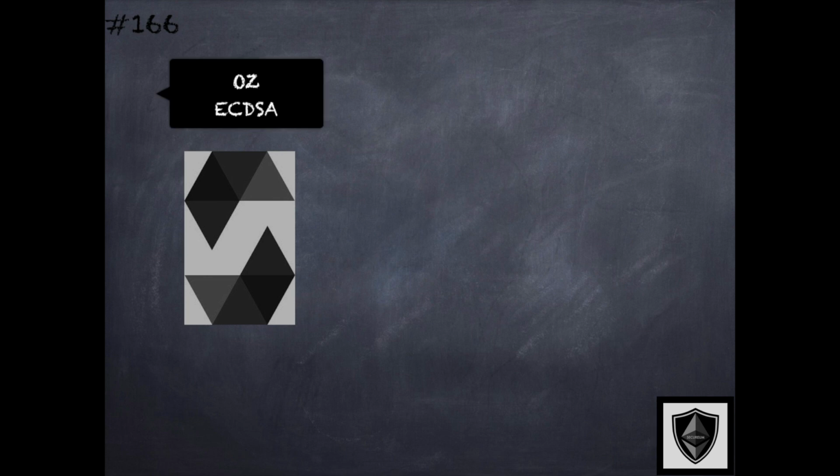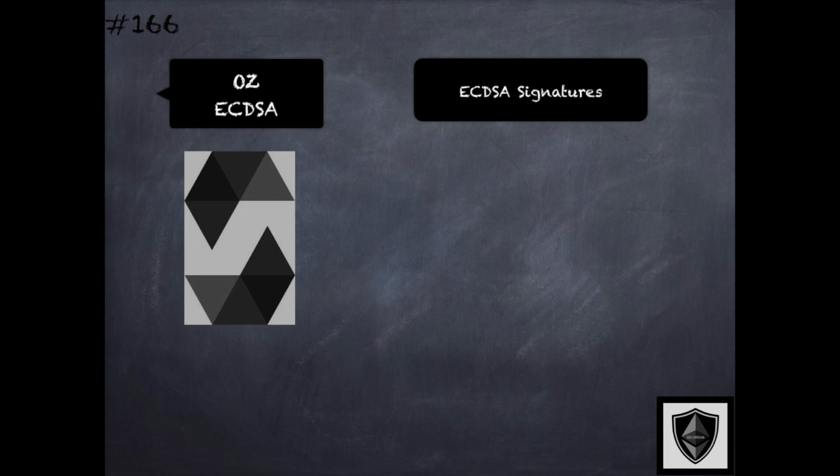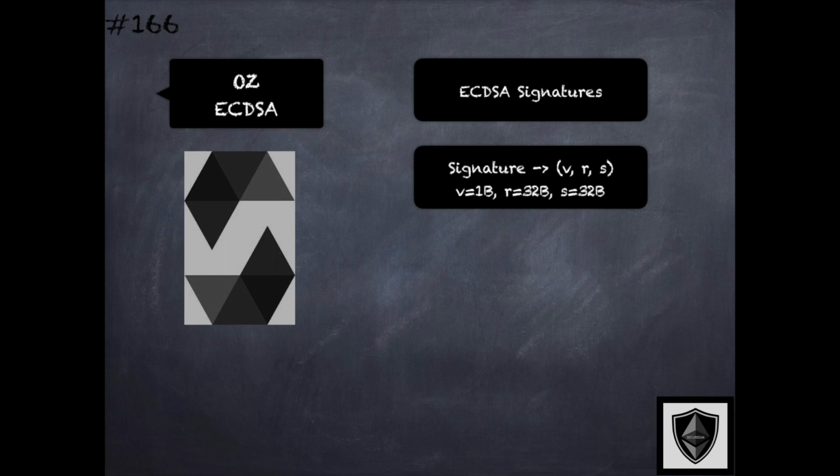OpenZeppelin provides an ECDSA library. Recall that ECDSA signatures are used very commonly in Ethereum smart contracts, and the signature itself has three components, V, R, and S, which are 1 byte, 32 bytes, and 32 bytes in length, making the signature 65 bytes. The EVM has an ecrecover opcode, and Solidity has a similar primitive that supports this opcode. But that opcode allows for what are known as malleable or non-unique signatures, if you recall from our earlier discussion.